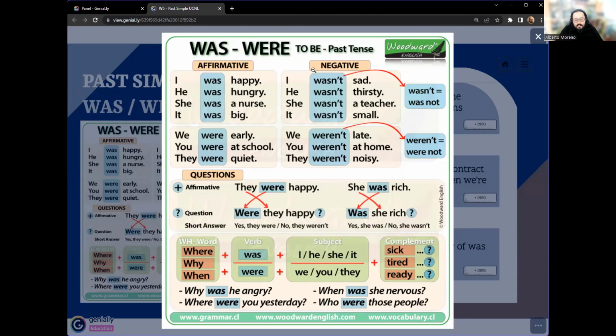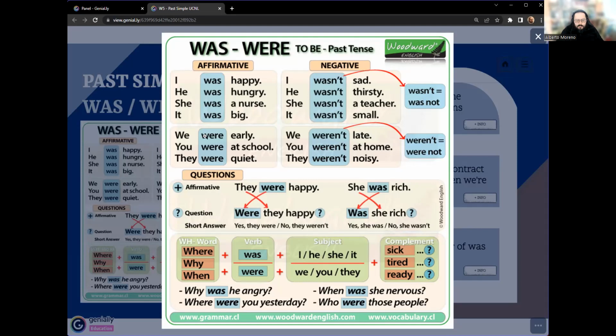Si fuera una oración negativa, el verb to be tendría que ir en negativo, que sería was not. O pudiera ir contraído, que es wasn't. Es lo mismo decir I was not que decir I wasn't. I was not sad, I wasn't sad. Okay. He wasn't thirsty, she wasn't a teacher, it wasn't small.